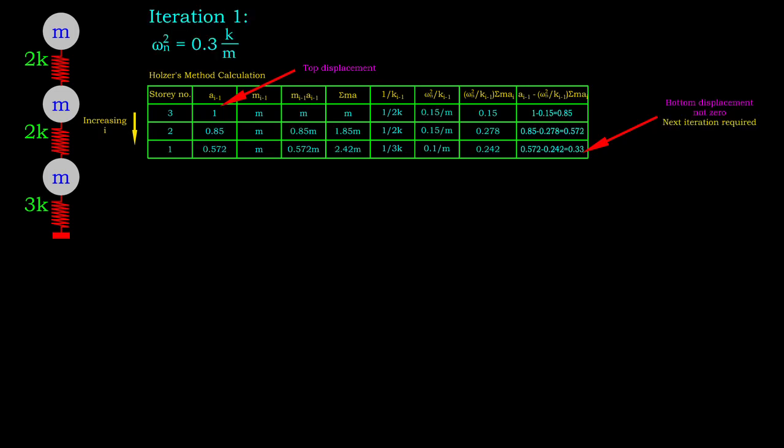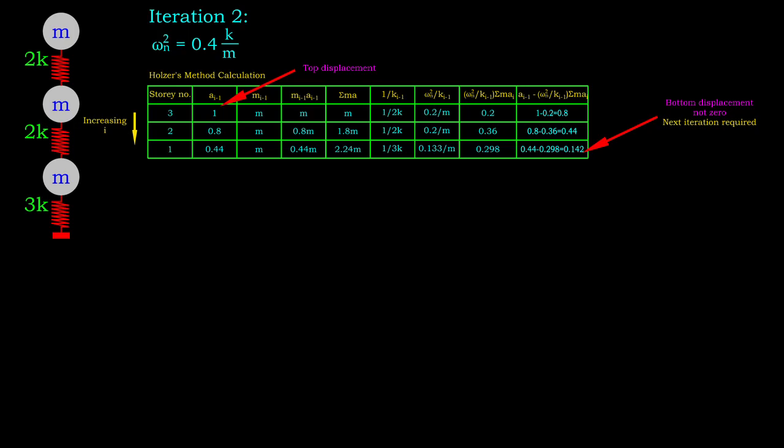For the first trial, let us assume ωn² as 0.3 k/m. Note that the summation of the MA column should add up all MA terms of all the stories above and equal to the story we are attending. At the end of calculation for each row, we obtain the displacement of the lower story, and this will be the term A_i for the next row. The calculation continues, and we should notice that the base displacement for the first trial does not equal 0.